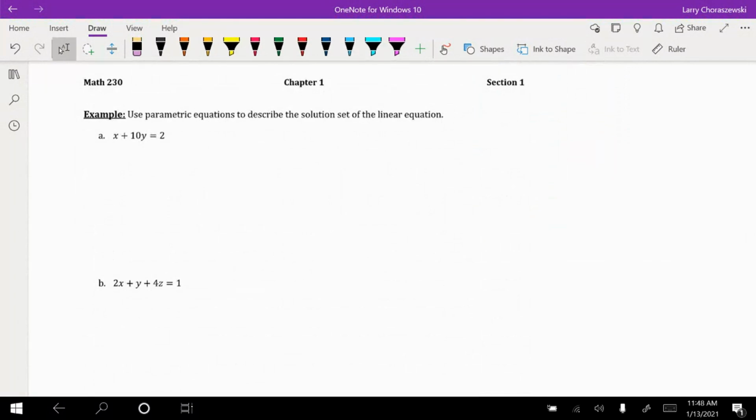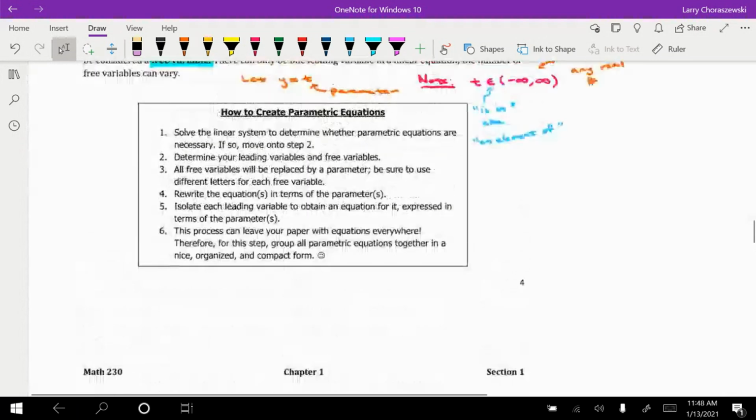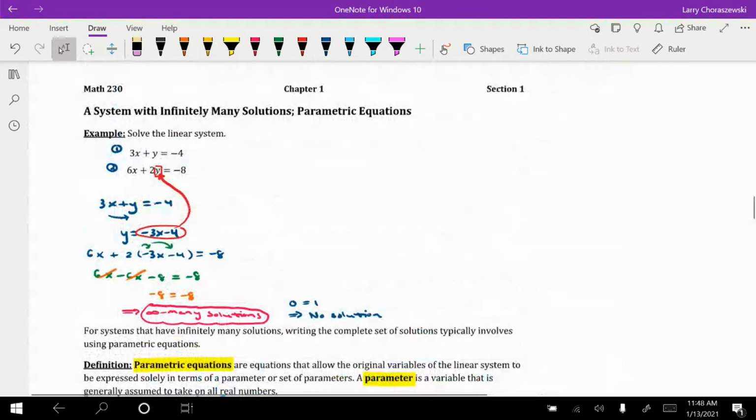So with that, we're going to use parametric equations to describe the solution set of the linear equation. Now, what you want to be in the mindset of here is that you have a system that you've solved, and essentially you've determined in advance that there are going to be infinitely many solutions. So like with the system that we started out with today, we had 2 equations, 3x plus y equals -4, and then the 6x, and so on and so forth.